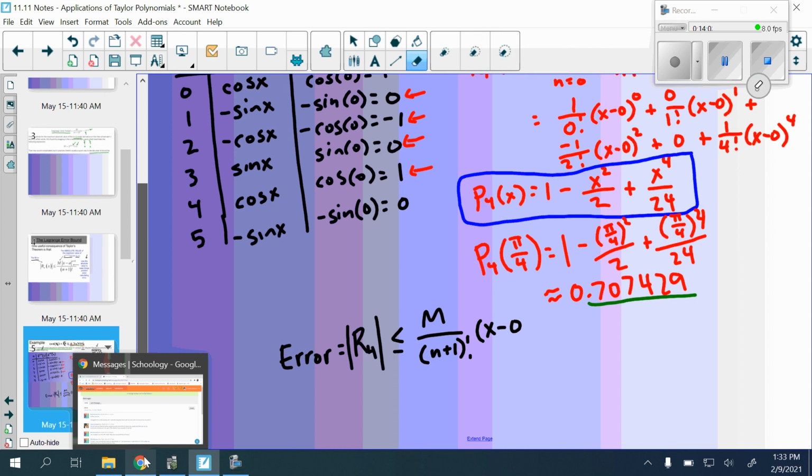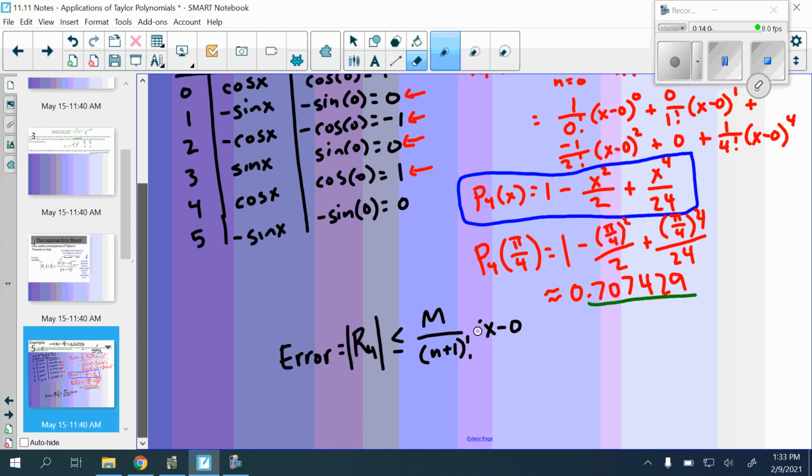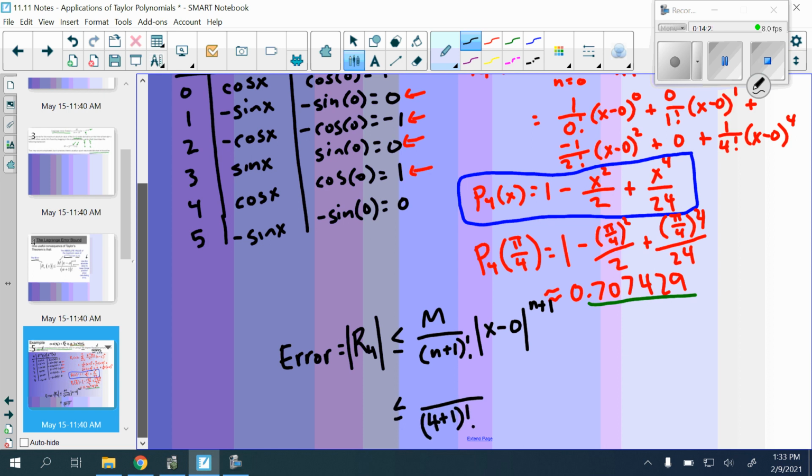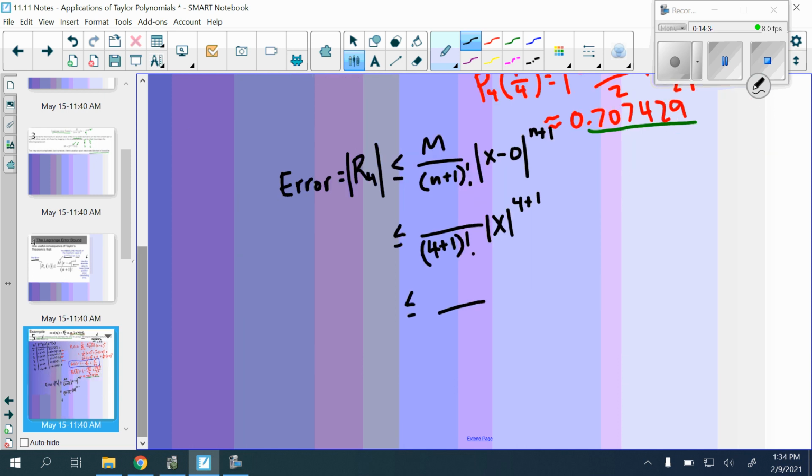And actually, I'm going to go back here. Since we're doing absolute value here, we want to use absolute value of x minus 0 to the n plus 1 power. Since we're doing 4 here as our n, we want to fill in both of these with 4. So this will be 4 plus 1 factorial, and x to the 4 plus 1 power, which we know is both going to come out to be 5. So 5 factorial and x to the 5th power.